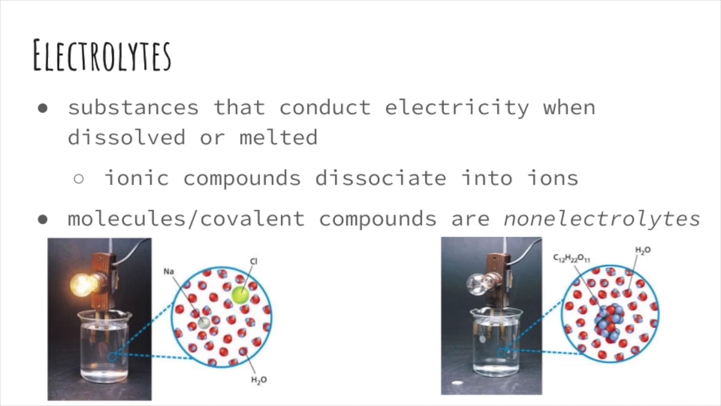The submicroscopic view on the right shows the dissolved molecule of sucrose, which doesn't dissociate into ions in solution. Covalent compounds remain individual molecules, which aren't charged when they dissolve. Since there is no dissociation, there are no ions, and the solution on the right cannot conduct electricity. Sucrose is a non-electrolyte.